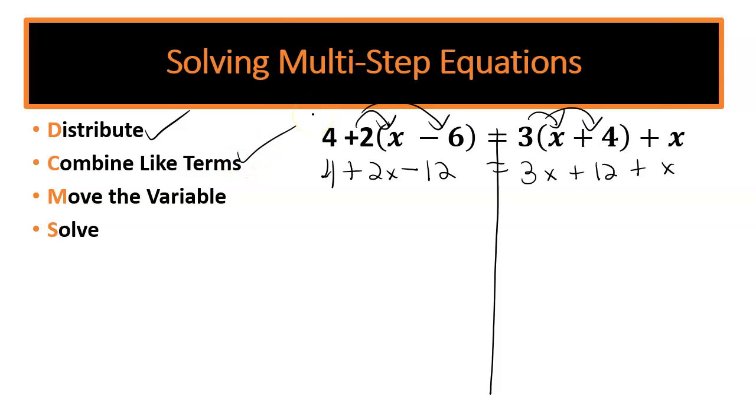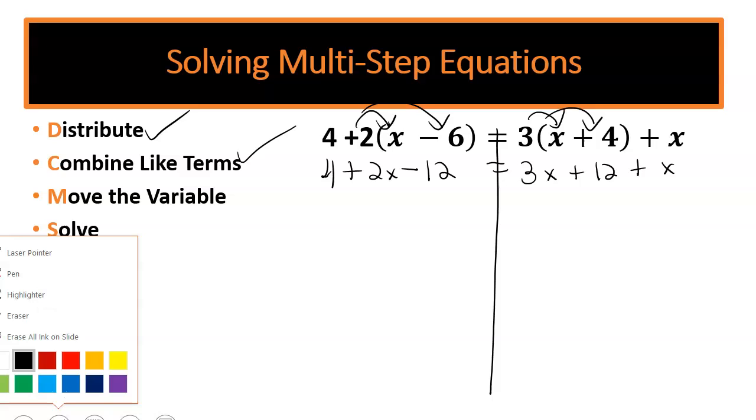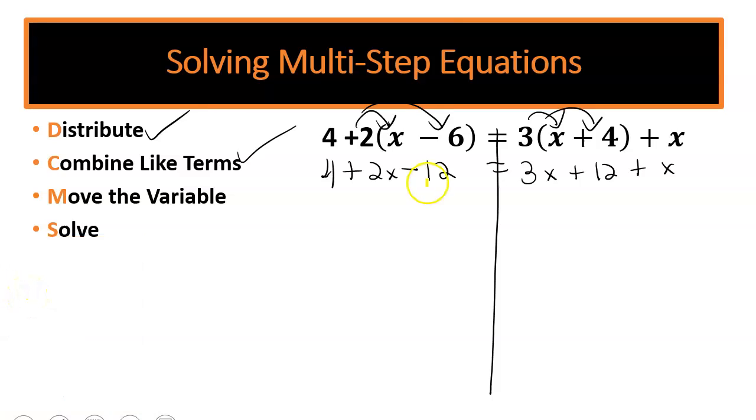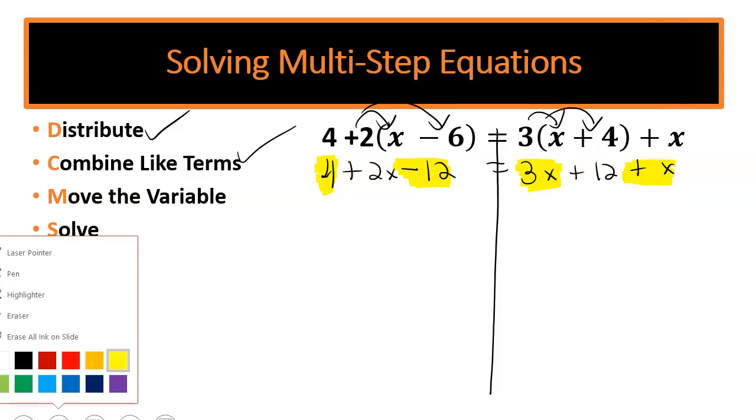Next step is to combine like terms. Okay, so I'm going to get my highlighter out so I can highlight like terms. So on this side I have a 4 and a negative 12. On the right side, I have a 3x and a positive x. Let me switch back to pen.